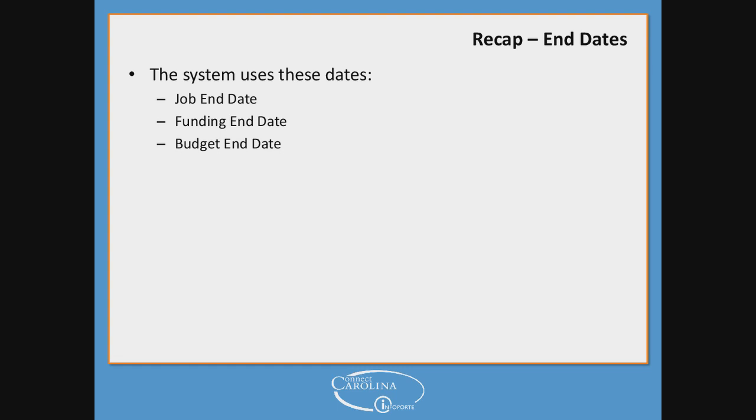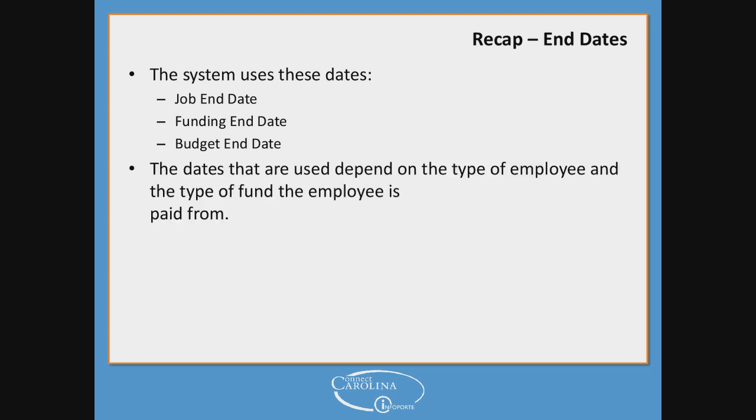Okay, so that was a lot of content to cover. So be thinking of your questions and go ahead and type them in. But before we answer questions, let's just do a quick recap. So remember that the system uses 3 dates when calculating salary projections. The job end date, which is the date the job is set to end if it is. So remember, not all jobs have end dates. And it also uses the funding end date, which is the date that the funding source is set to end. So that's the chart fill string. Again, not all funding sources have end dates, but if they do, that's a date that's in the mix.